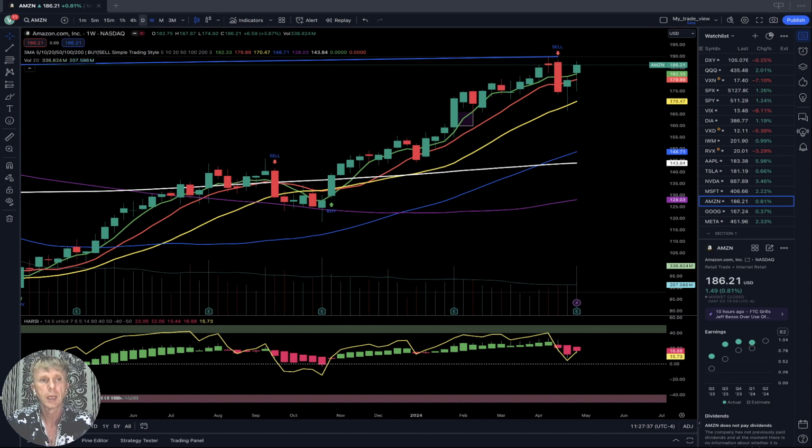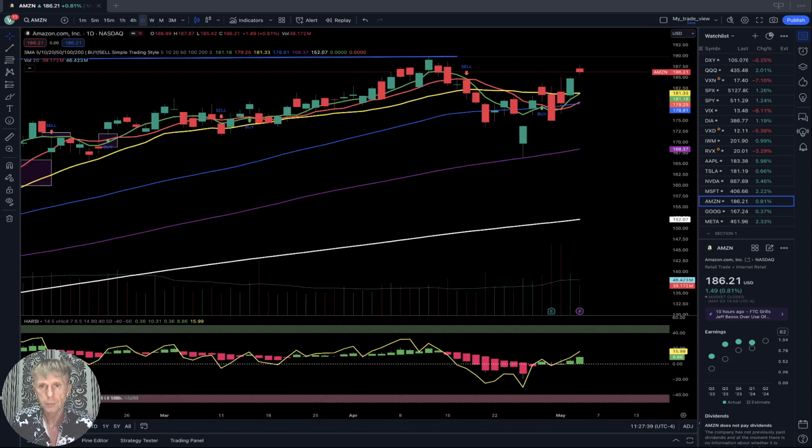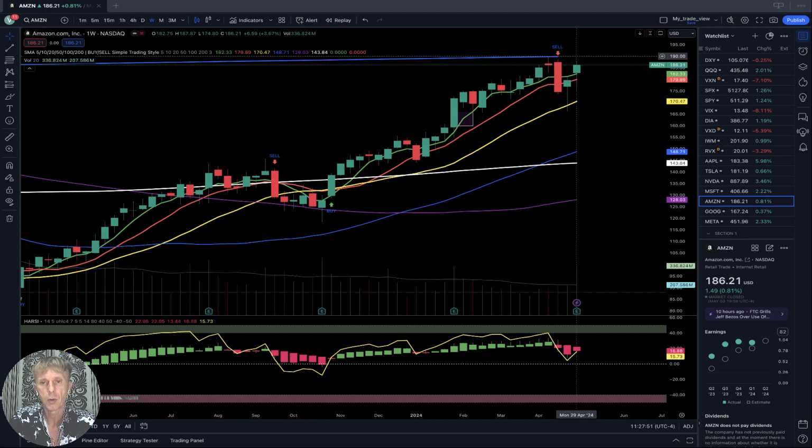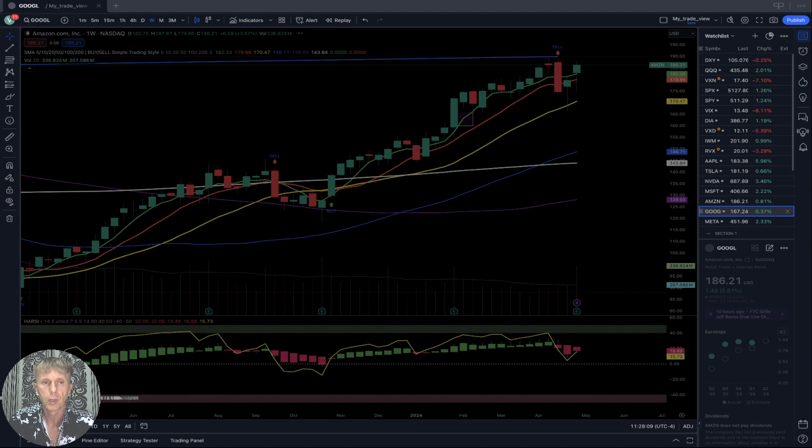Let's start daily. Last bar above all moving averages, bullish trend. Amazon on daily, bullish trend on daily time frame. Weekly time frame, last bar above all moving averages, also bullish territory for Amazon. Weekly, still bullish. Now let's move to Google.